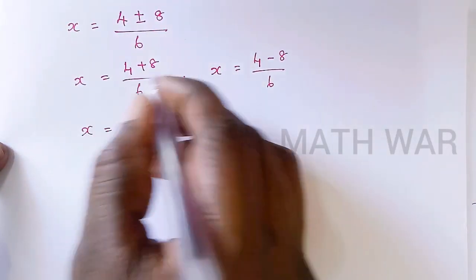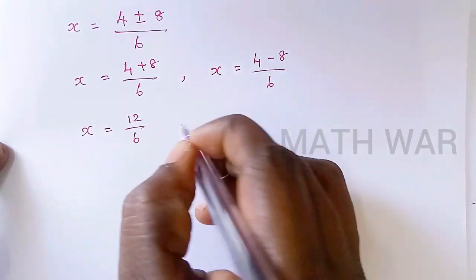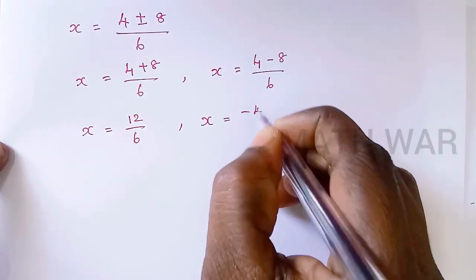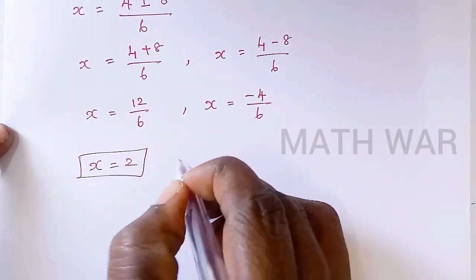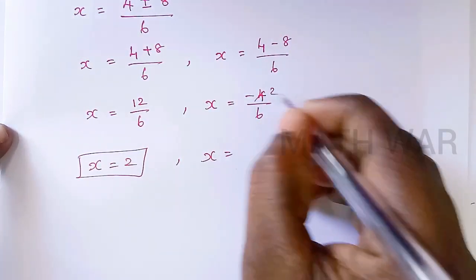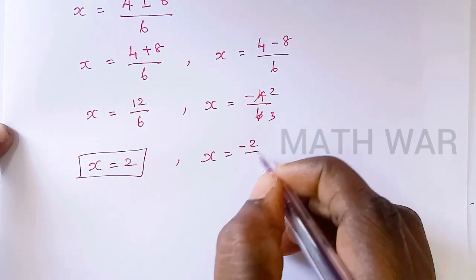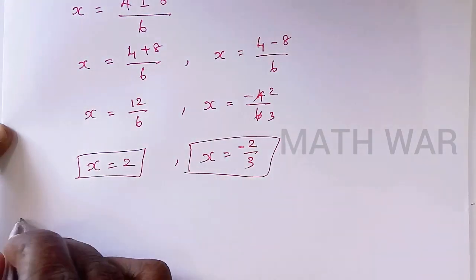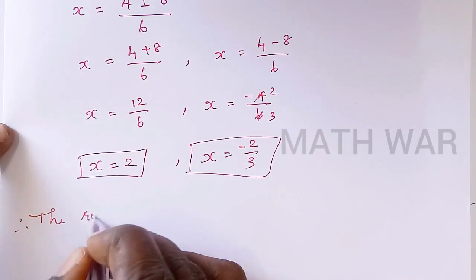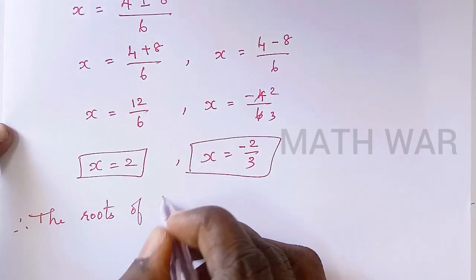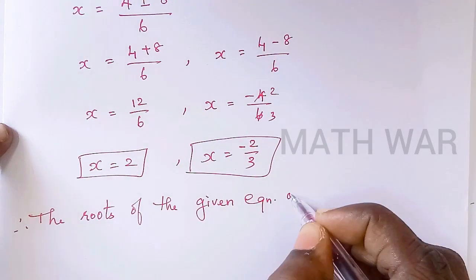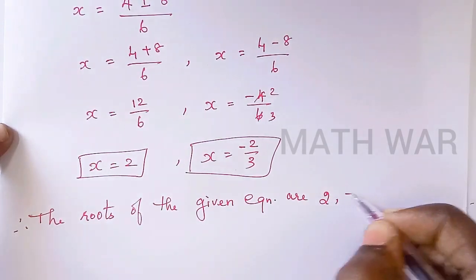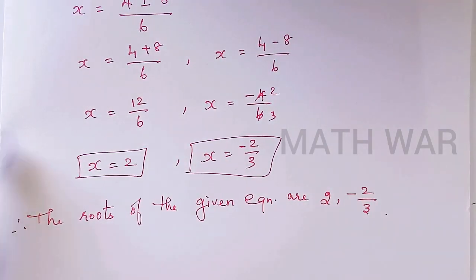Thus x is equal to 4 plus 8 is 12 by 6 comma x is equal to 4 minus 8 is minus 4 by 6, that is x is equal to 2. One solution we got. Another solution is x is equal to minus 2 by 3. Therefore the roots of the given equation are 2 comma minus 2 by 3.